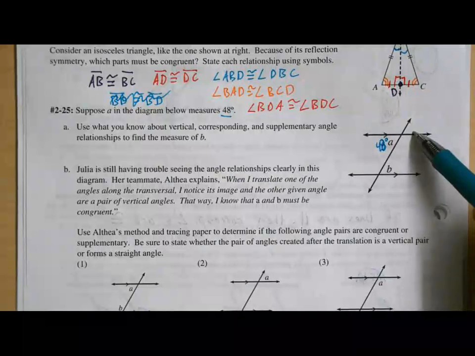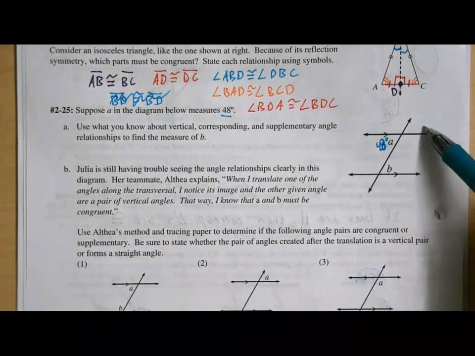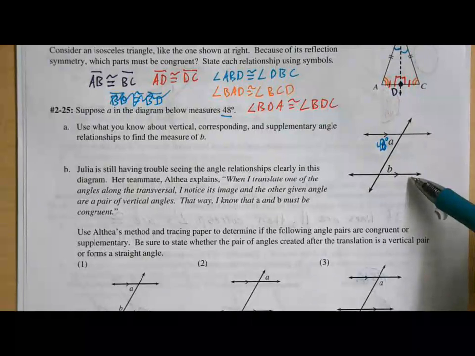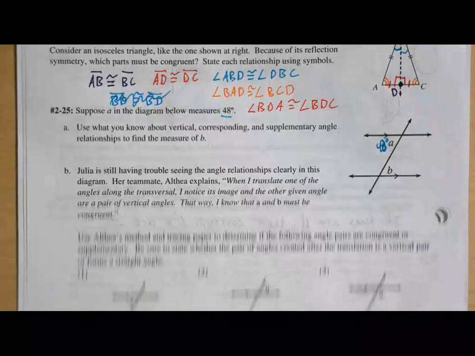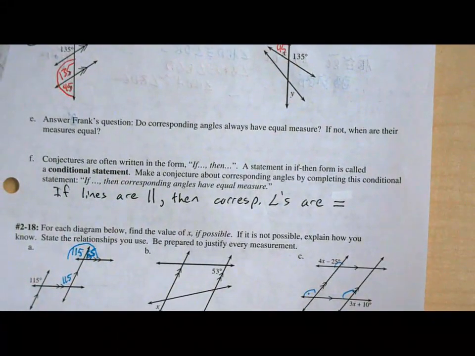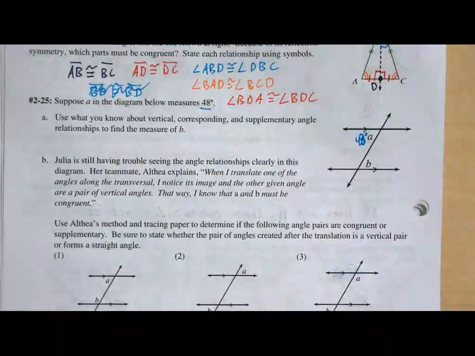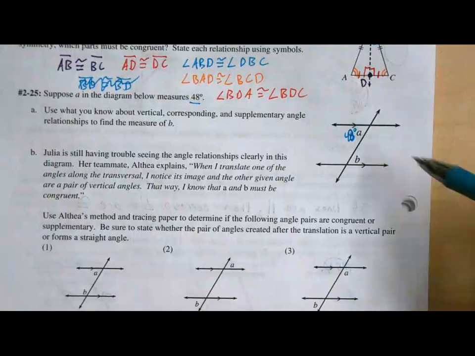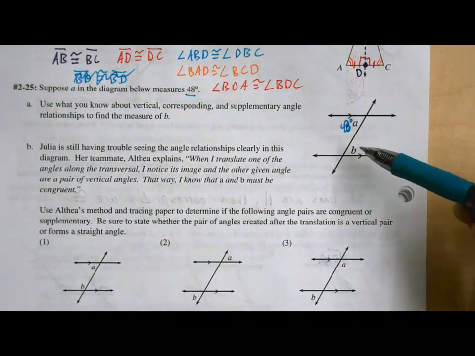So we do have parallel lines. That's key because we learned something about parallel lines. What did we write in our notes yesterday? If lines are parallel, then corresponding angles are congruent. Can we use corresponding angles here? Does somebody need to silence their phone? Feel free to take care of that if you need to.